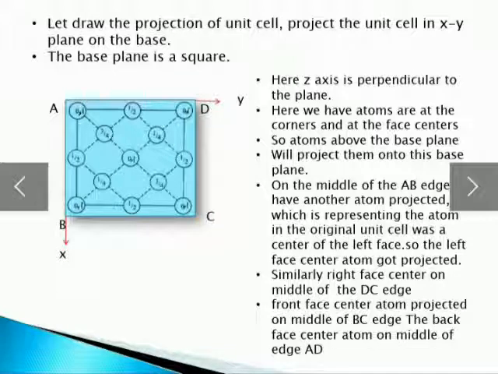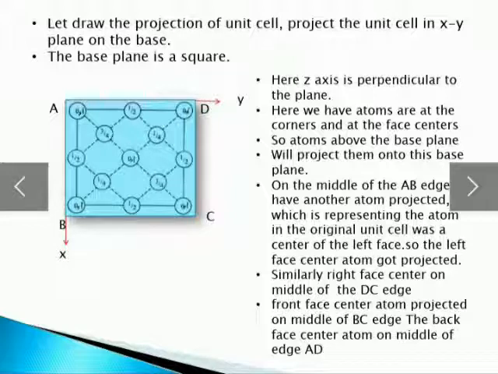Let's draw the projection of the unit cell. Project the unit cell in the xy plane on the base. The base plane is a square. Here I have given the base plane diagram. Here the z-axis is perpendicular to the plane. We have atoms at the corners and at the face centers. So atoms above the base plane will be projected onto this base plane.